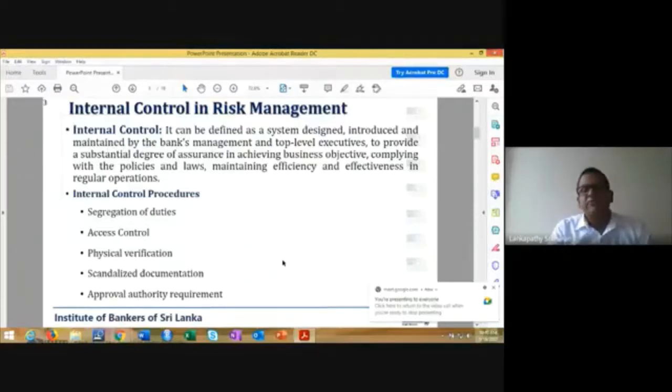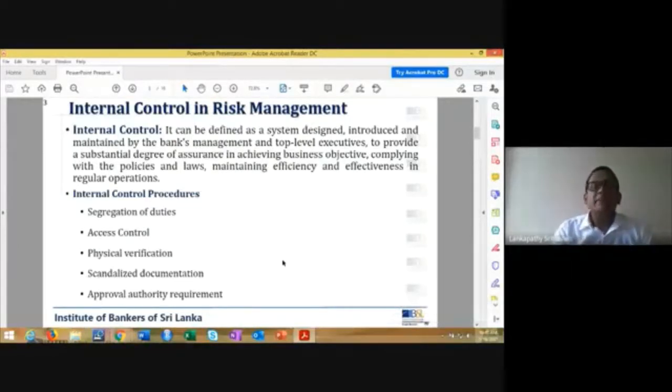So what is internal control? The internal control can be defined as a system designed, introduced and maintained by the bank's management and top-level executives to provide a substantial degree of assurance in achieving business objectives, complying with the policies and laws, and maintaining efficiency and effectiveness in regular operation. This is the definition of internal controls.